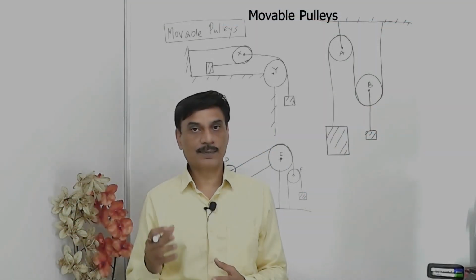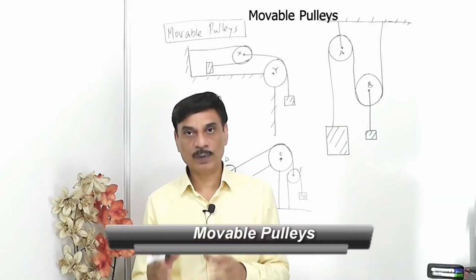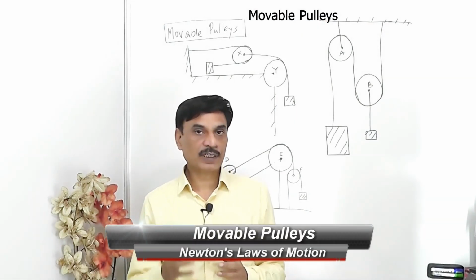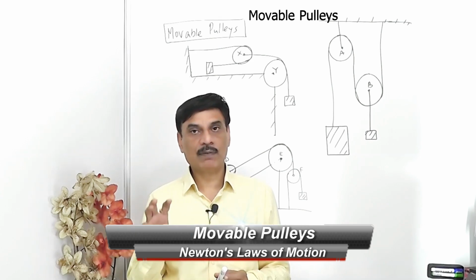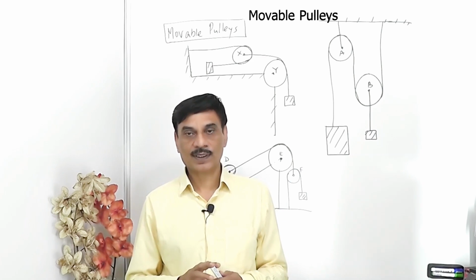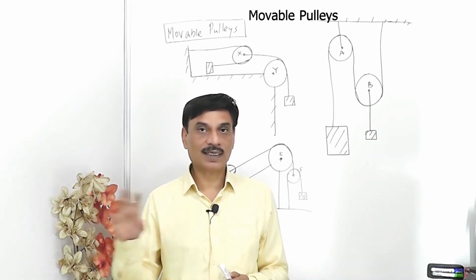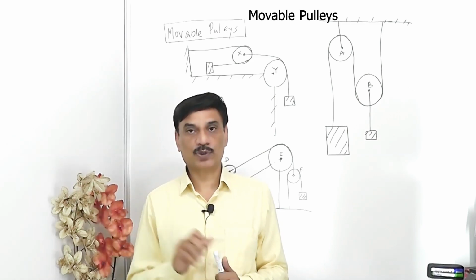Understanding the concepts of movable pulley. We have fixed pulleys, we have movable pulleys. Now when we talk about the fixed pulleys, they are at one place and they purely rotate. They have a pure rotation only. Whereas when we talk about the movable pulleys, they rotate also and they translate also. That is, there is a translatory motion also.